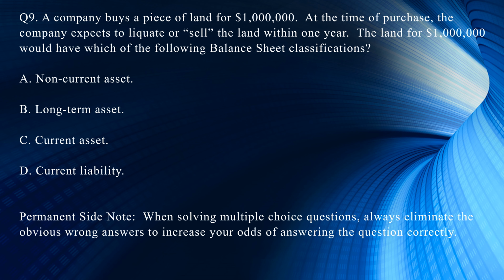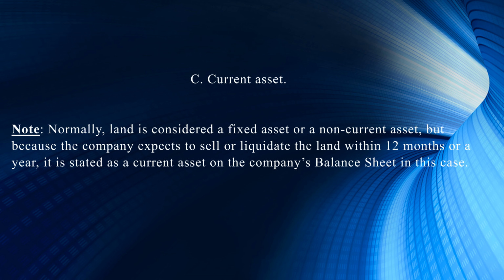So the answer to question 9 would be C, current assets. As I stated earlier, normally land is considered a fixed asset or a non-current asset. But because the company expects to sell or liquidate the land within 12 months or a year, it is stated as a current asset on the company's balance sheet in this case.